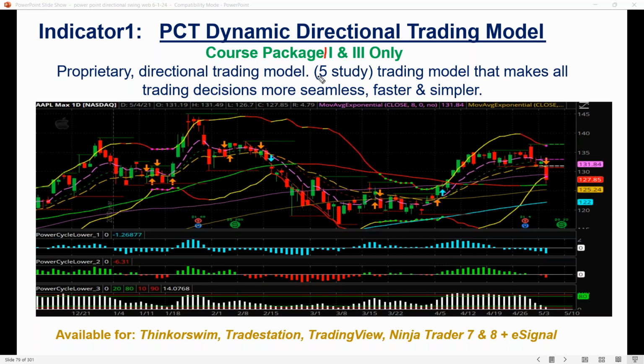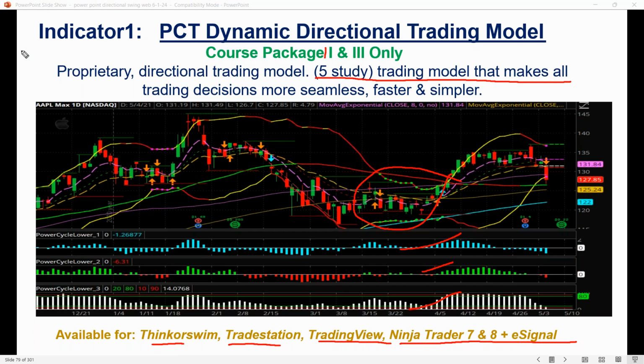And so this is a 5 study set trading model. It's got the volatility squeeze, the support resistance package, the moving averages, and the momentum cycle 1 and 2. Here's another, 3, which is another momentum indicator. Now this one is available for Thinkorswim, TradeStation, TradingView, NinjaTrader 7 and 8, and eSignal. Okay, so you can have one or all of those.